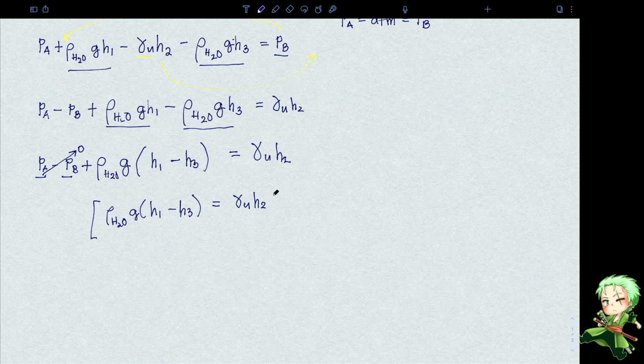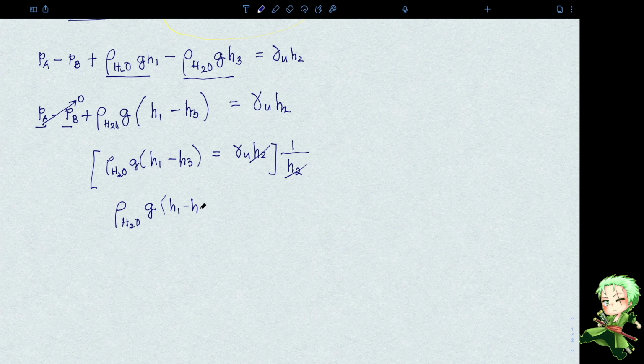But to do further simplification such that we can isolate gamma U, because that is what we want, we multiply both sides by 1 over H2. And when you do that, H2 will cancel out on the right hand side, leaving gamma U behind, which is what we desire. So we have now the density of water, G, the difference of H1 minus H3, and that is divided by H2.